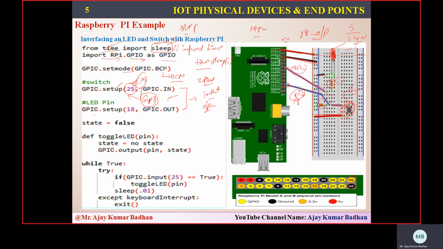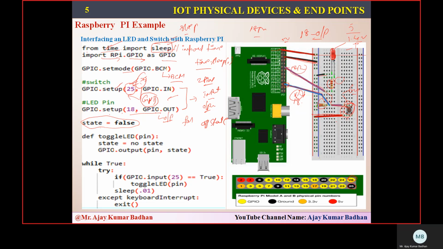Then we have another one, GPIO.setup 18 pin. This is the one we use for output purpose. What is the initial state of the LED? It is false. The initial state I am placing as false means generally the LED is in off state.